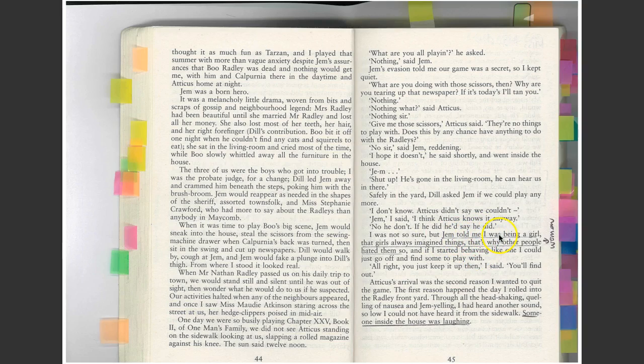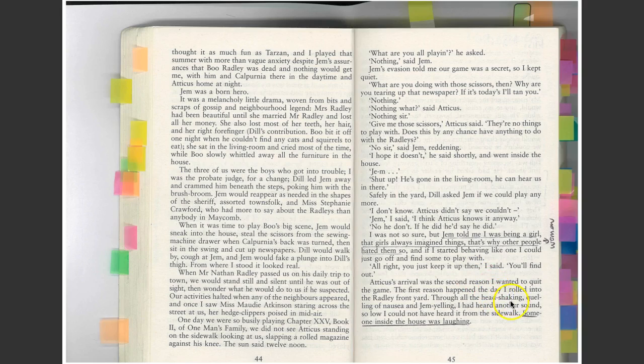Final note, Jem told me I was right. I was being a girl, that girls always imagined things. That's why other people hated them so. I've just made note of this because there's a few times the treatment of women comes up. I'm not sure this is a large point of comparison, but it's just something I've been taking note of as I've been reading.